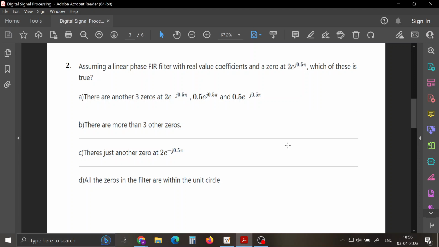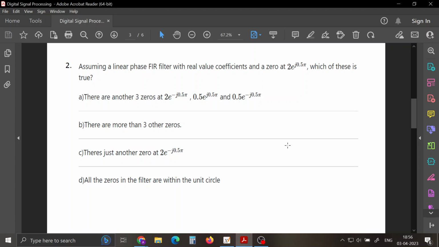So just by mere observation you can eliminate some of the options in these kinds of MCQs. Okay, so anyways, let's continue. We saw that there's another 0 at its complex conjugate, because of the real impulse response. So there's another 0 at 2 times e power minus j 0.5 pi. That's true.